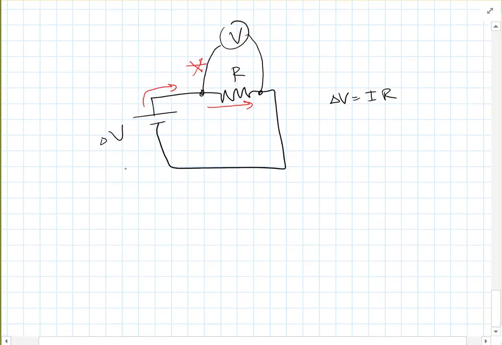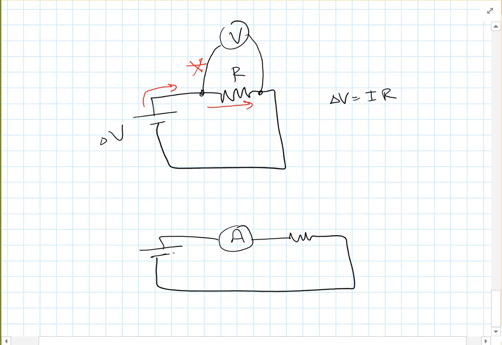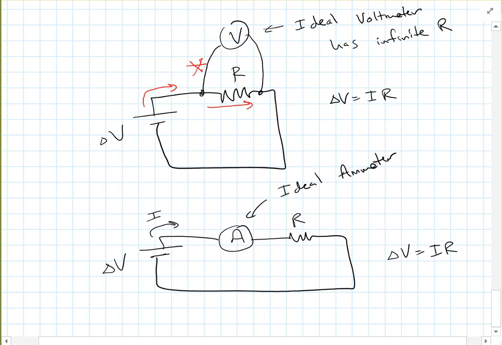But if we hook this meter up to measure current, we would want to hook it up in series, because we know when two things are in series, the current has to be the same through both of them. And we also know that the current in this circuit can be found from V equals IR. The battery voltage is the current times the resistance in the circuit. So if the ammeter has some resistance to it, we've changed our circuit and we're going to have less current than when we remove the ammeter. So an ideal ammeter has zero resistance.